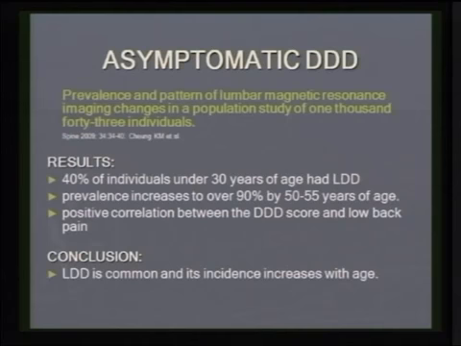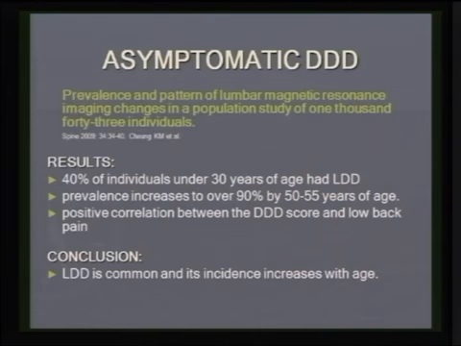So in this study, for instance, where this was a large population study, they found that 40% of individuals under 30 years of age had lumbar disc degeneration on MRI. And the prevalence increases to over 90% by the age of 50 to 55 years. Although there is a positive correlation between disc degeneration scores and low back pain, we have to admit that we wouldn't expect 40% of our population under the age of 30 years to have significant low back pain.